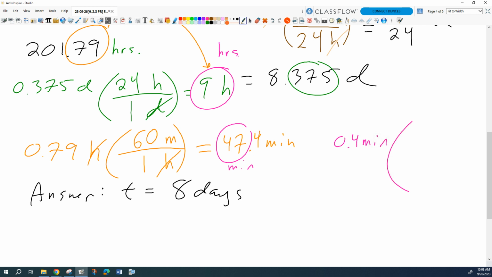Okay, I'm going to multiply that by a changer. Good. I want minutes on the bottom, seconds on the top, and 1 minute is how many seconds? 60. So what do we get then? Oops, okay. The minutes cancel and I get 24 seconds.